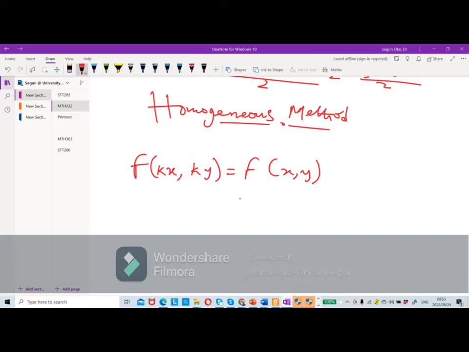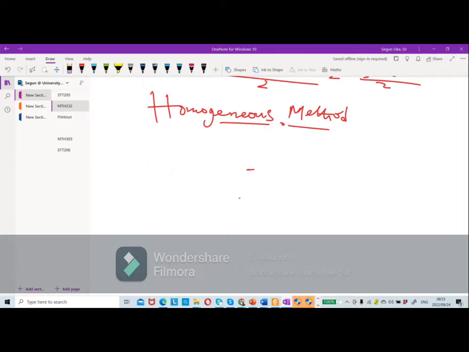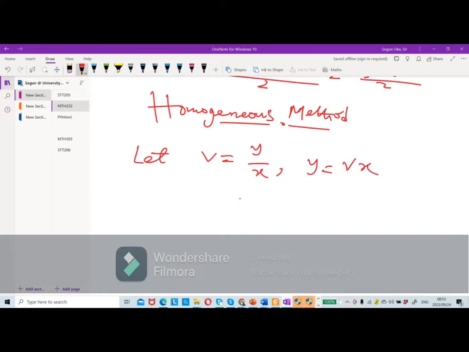and in most cases, okay, don't let me just start with this one because I want to prove something. Let's just say, let v. We normally use the substitution method in solving this. Let v equals y over x. Then what is y in this case? y is equal to vx.